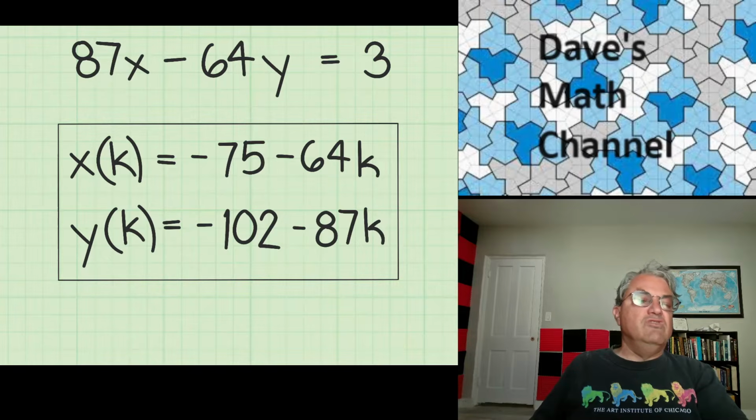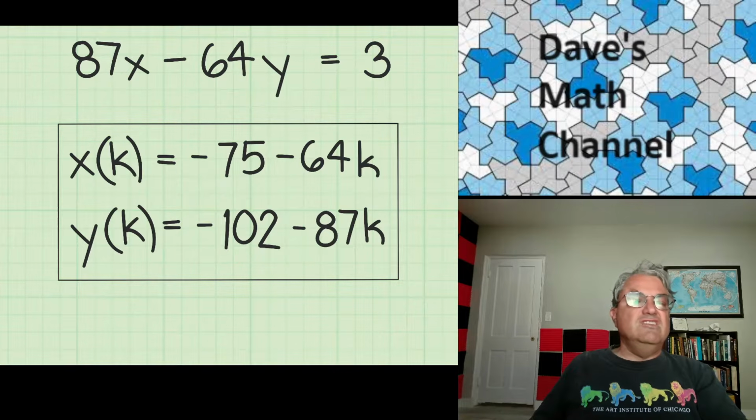I guess minus 25 and 34, you have to switch signs around. But anyway, 3 times 25 is 75. That's where the 75 comes from in the formula for x of k. And then 3 times 34 is 102. That's where this minus 102 comes from.